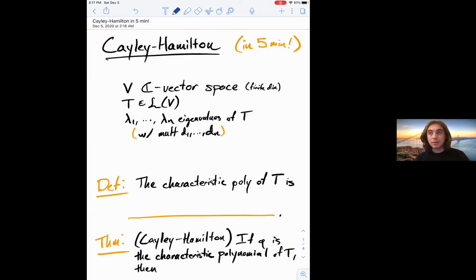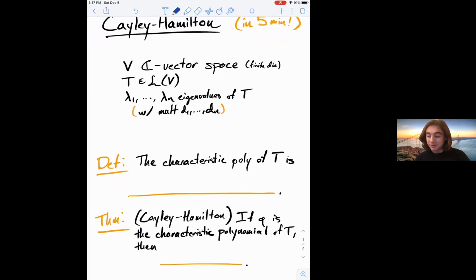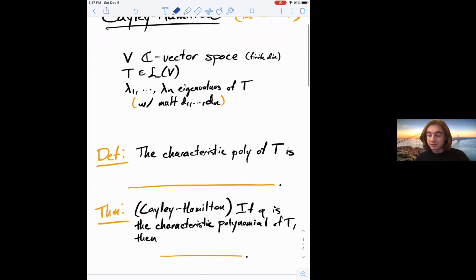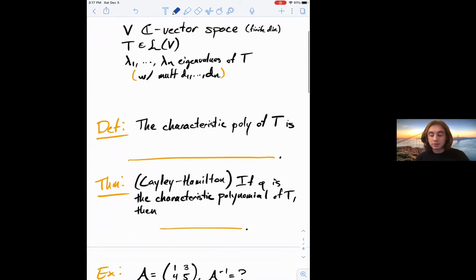I'm applying to the PhD program in mathematics at the University of Washington, and this is my 5-minute talk on the Cayley-Hamilton theorem. So we're going to start with a vector space V, which is a complex vector space of finite dimension. We're going to take a linear operator T on V and say it has eigenvalues lambda_1 through lambda_n, with multiplicities d_1 through d_n respectively.